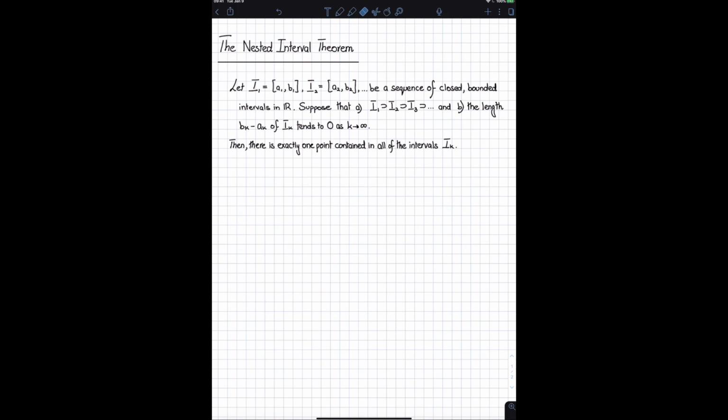The first recommendation that I will give you in terms of approaching this theorem is to actually draw a number line and first convince yourself that this theorem is true.